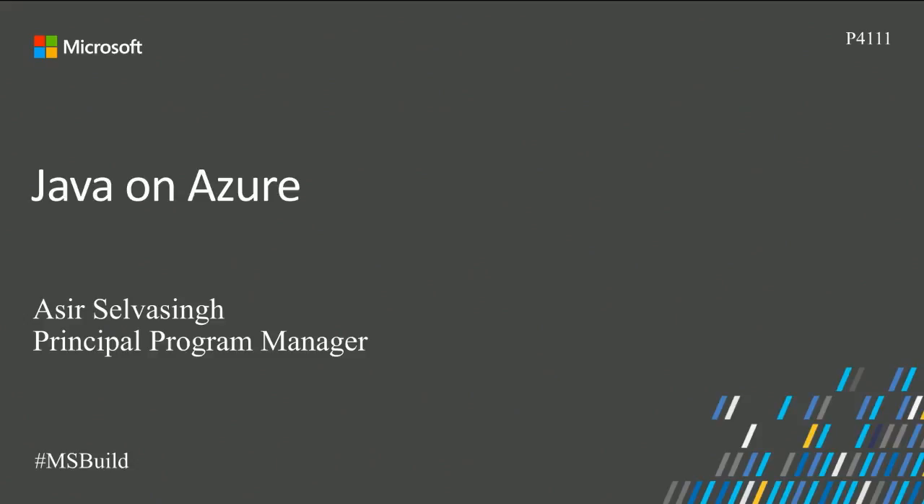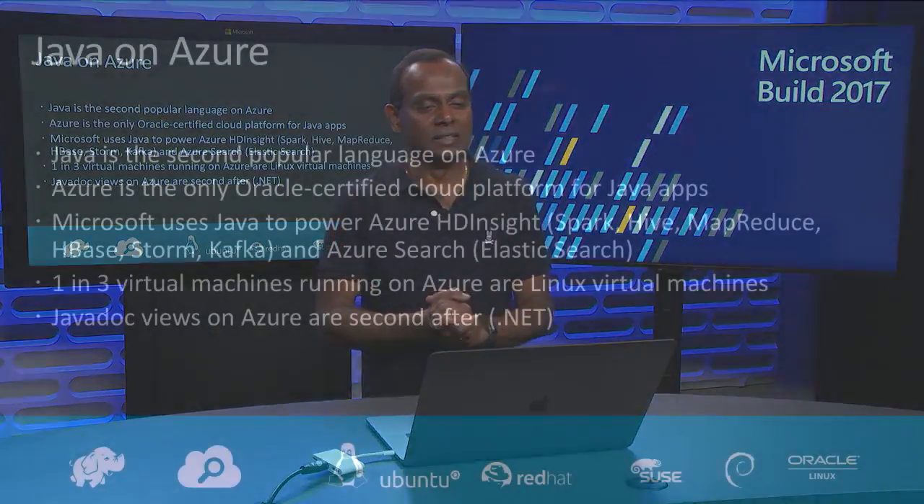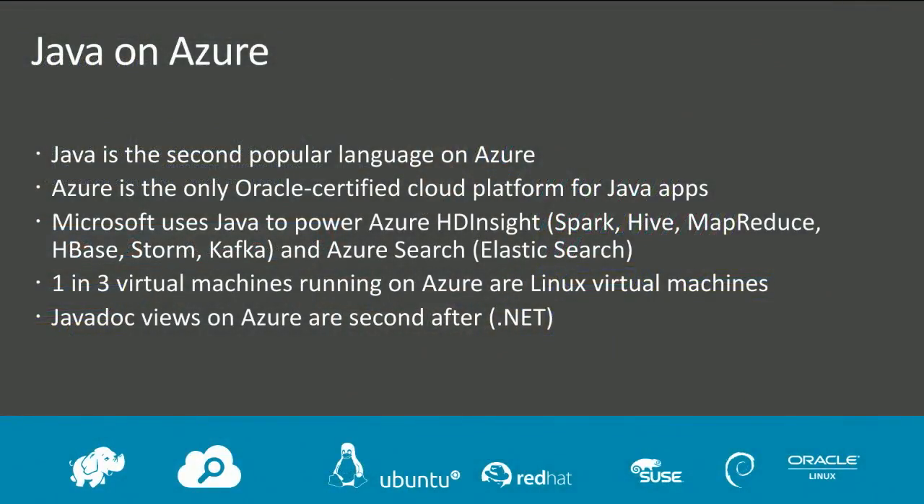Welcome to Microsoft Build 2017. I'm going to talk to you about Java on Azure. Let's start with how it looks on Azure. Java is the second most popular language on Azure. Azure is the only Oracle certified cloud platform for Java apps.